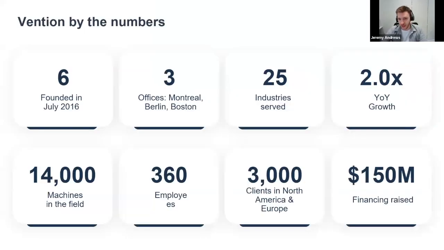Now, just quick Vention by the numbers. Vention was founded in 2016, which means that in July, in a short few months, we will be coming up on our 7th year anniversary. We have 3 offices currently, one in Montreal, Quebec, Canada, one in Berlin, Germany, and one in Boston in the United States. We have over 14,000 machines currently deployed in the field, and we serve over 3,000 clients across North America and Europe.